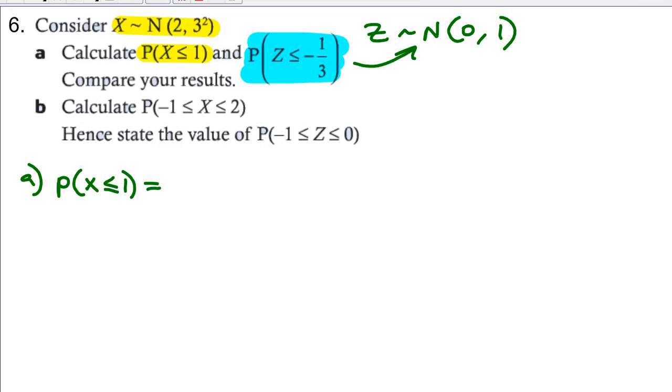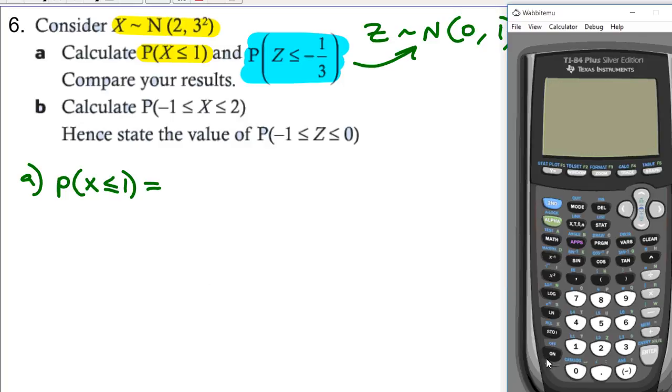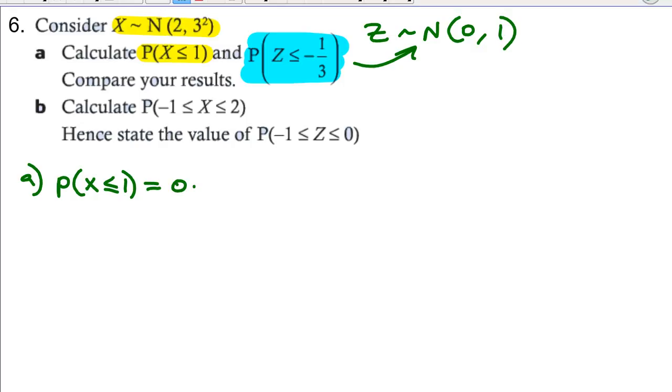We can just use the calculator. Second, and then normal CDF. The lower bound is that, upper bound is 1, mean is 2, standard deviation is 3. Remember, these are the x values. So, and we'll end up with our answer as 0.369.